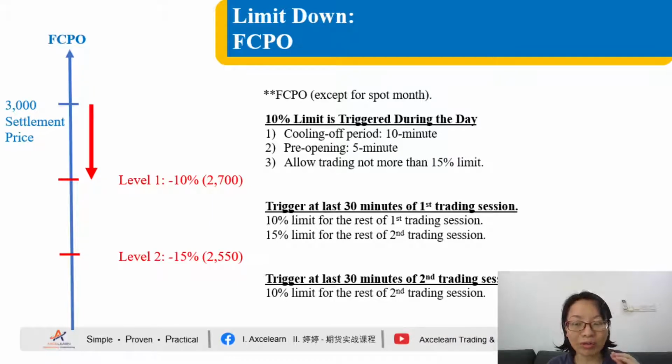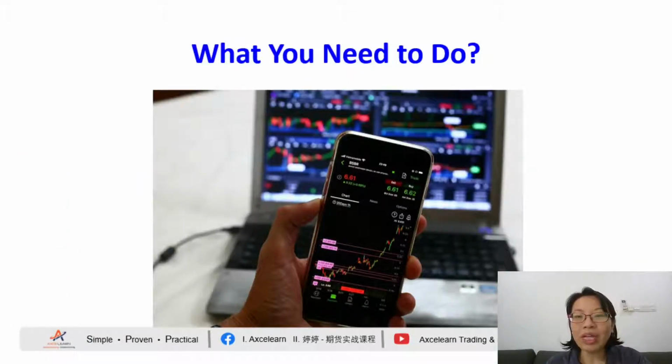So I'll do a very short recap before we move into what you need to do if you face this limit up, limit down, or circuit breakers. Before that, remember circuit breakers only apply to FBM KLCI. Then for FCPO and FKLI, we only have limit up or limit down. Now, if you face these scenarios, what do you need to do?